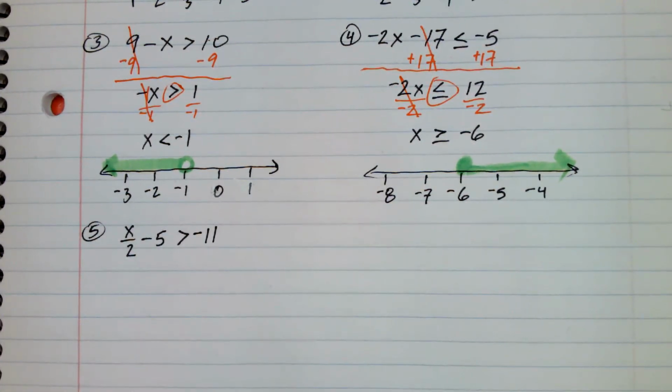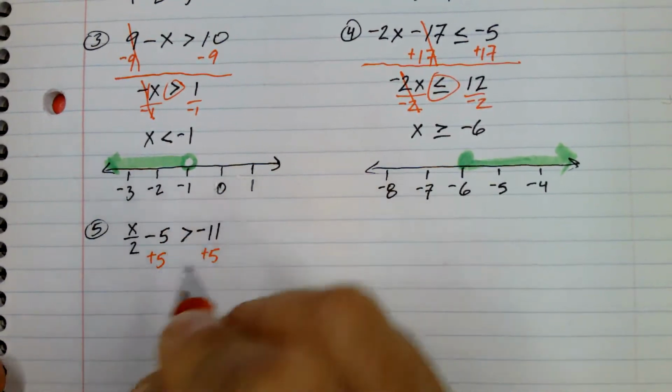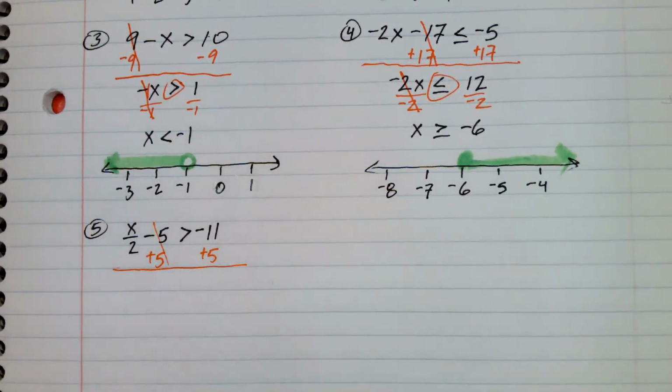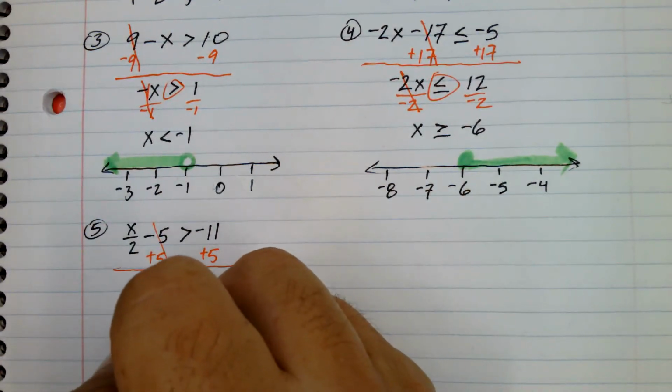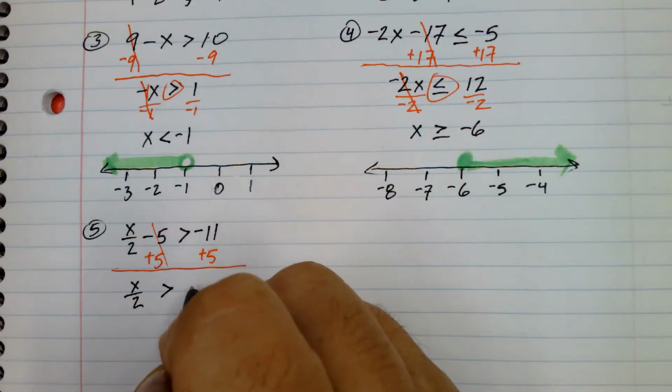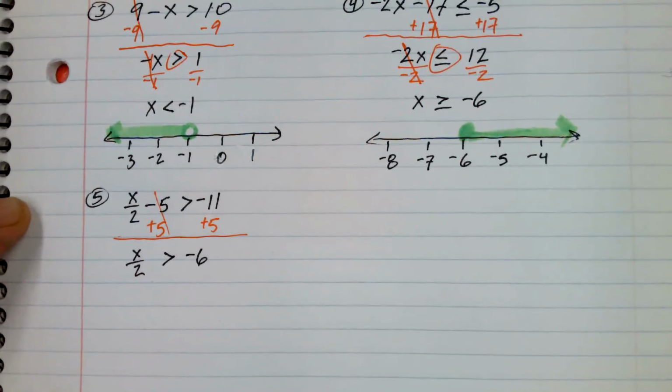Let's try this. x divided by 2 minus 5 is greater than negative 11. Okay, what do we do first? Add a 5. Okay, so I got x divided by 2, or x halves, is greater than negative 6. What do I do next? Multiply by 2.